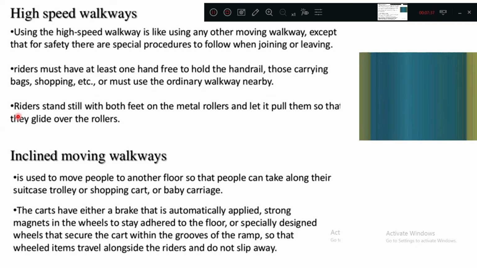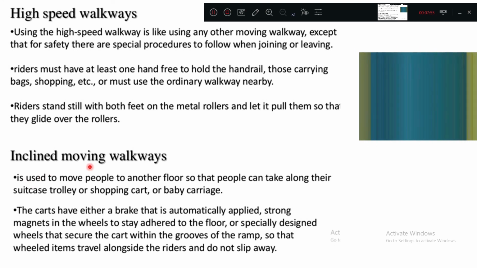The riders stand still with both feet on the metal rollers and let it pull them so that they glide over the rollers. Below the steps there are rollers. They have to stand still, and the rollers along with the steps will move forward.